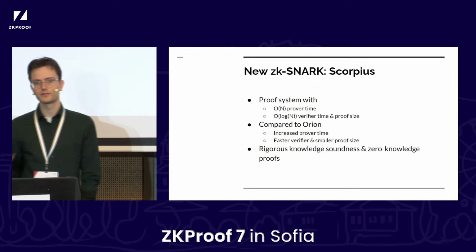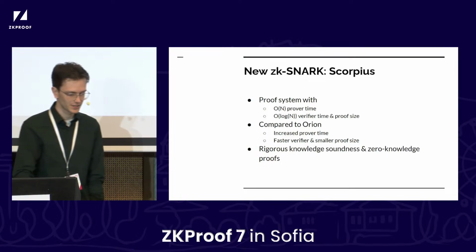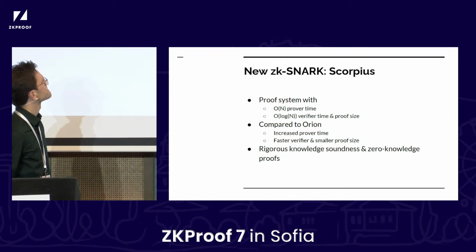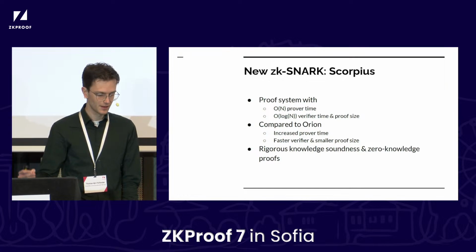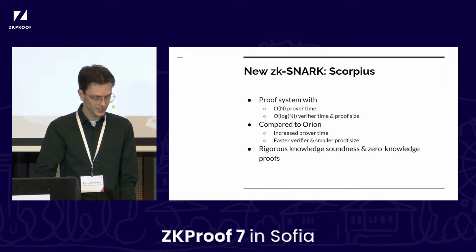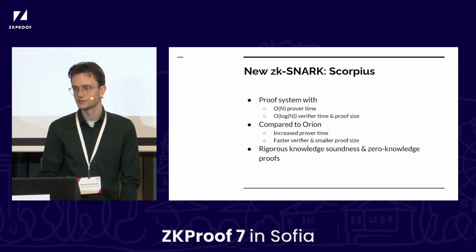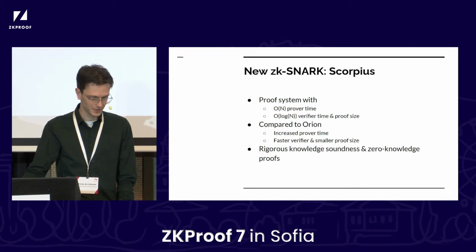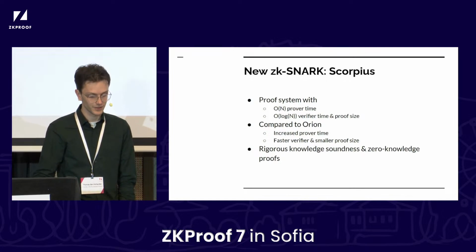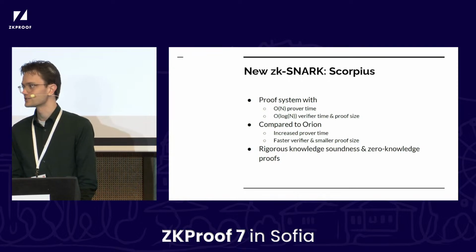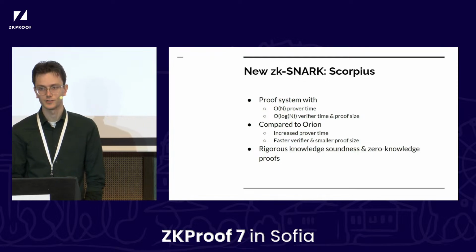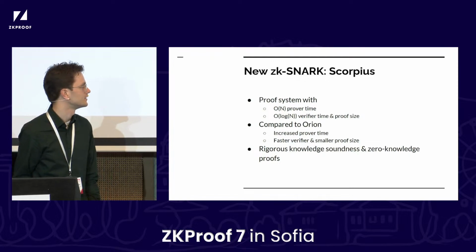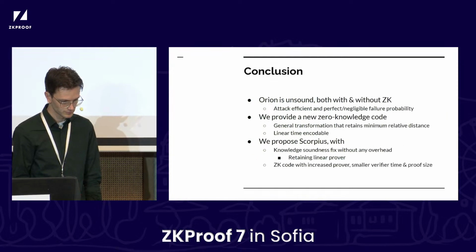Then we arrive at our new zkSNARK, which we call Scorpius. We now have a proof system with a linear prover time. It's got log n verifier time and proof size. Compared to Orion, it's got an increased prover time, but not by too much. And then we have a faster verifier and smaller proof size. We also now have a rigorous knowledge soundness and zero knowledge proof so that we can have more confidence in the final proof system.